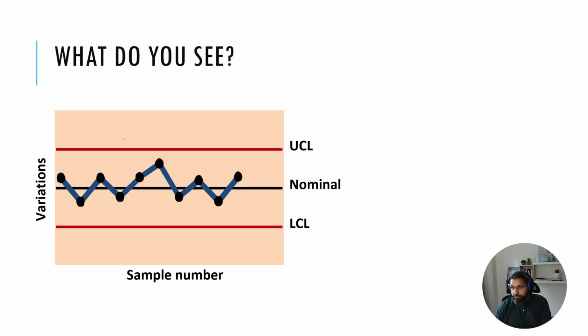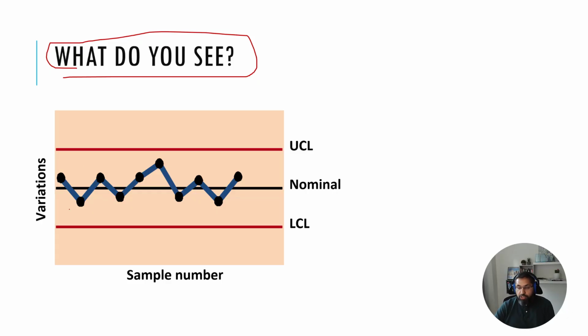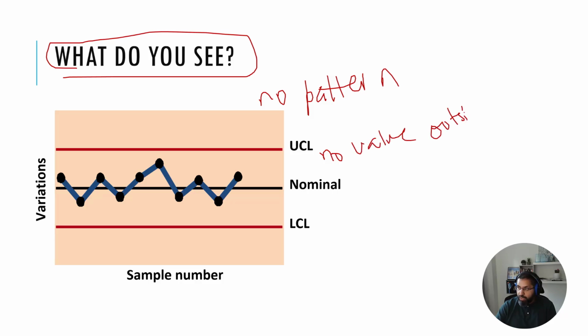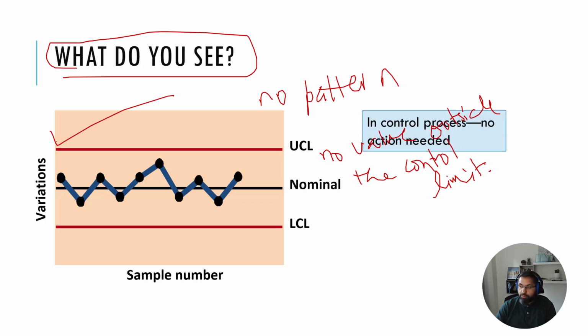Okay. So now let's look at some ways we can be out of control. So let's look at this control chart, and we can see that there's no distinct pattern, and there's no value outside the control limits. Okay, so we are good. In control process, no action needed.